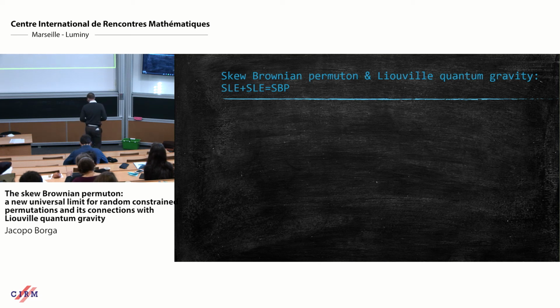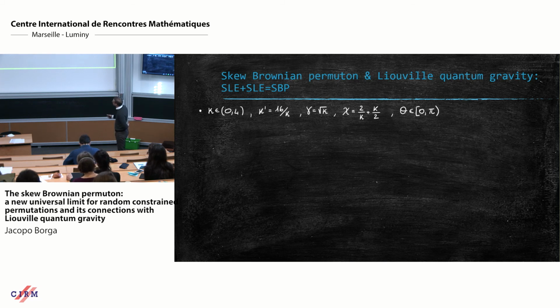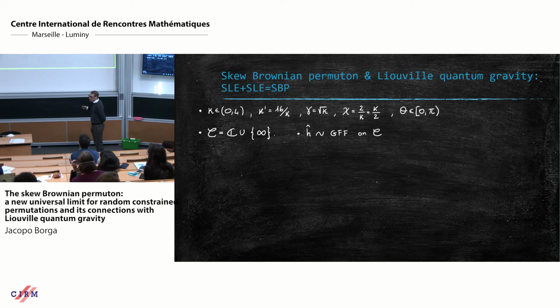So I have to define very quickly some objects here, but let me try to do it. So we fix a parameter kappa between 0 and 1. Kappa prime is just 16 over kappa, and gamma is the square root of kappa. Chi is another parameter, 2 over kappa plus kappa over 2. Sometimes this parameter is called q. And then I fix an angle theta between 0 and pi. I consider the complex plane with infinity and a Gaussian field on it. And then I take the flow lines of this vector field. These are done in the imaginary geometry sense.